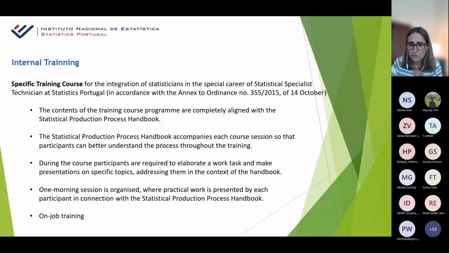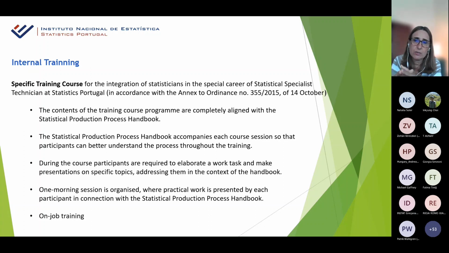And then I just wanted to end by saying two things, only 2 slides, Andrea. The internal training that I mentioned in the beginning: we have a specific training course for the integration of statisticians because we have a special career by law, and we have to have a course that is very important for integrating people in the career of statisticians, even though they come from different areas, either mathematics or statistics or even economy or sociologists. But we have a course, and this course is mapped along the contents of our handbook, so the GSBPM approach.